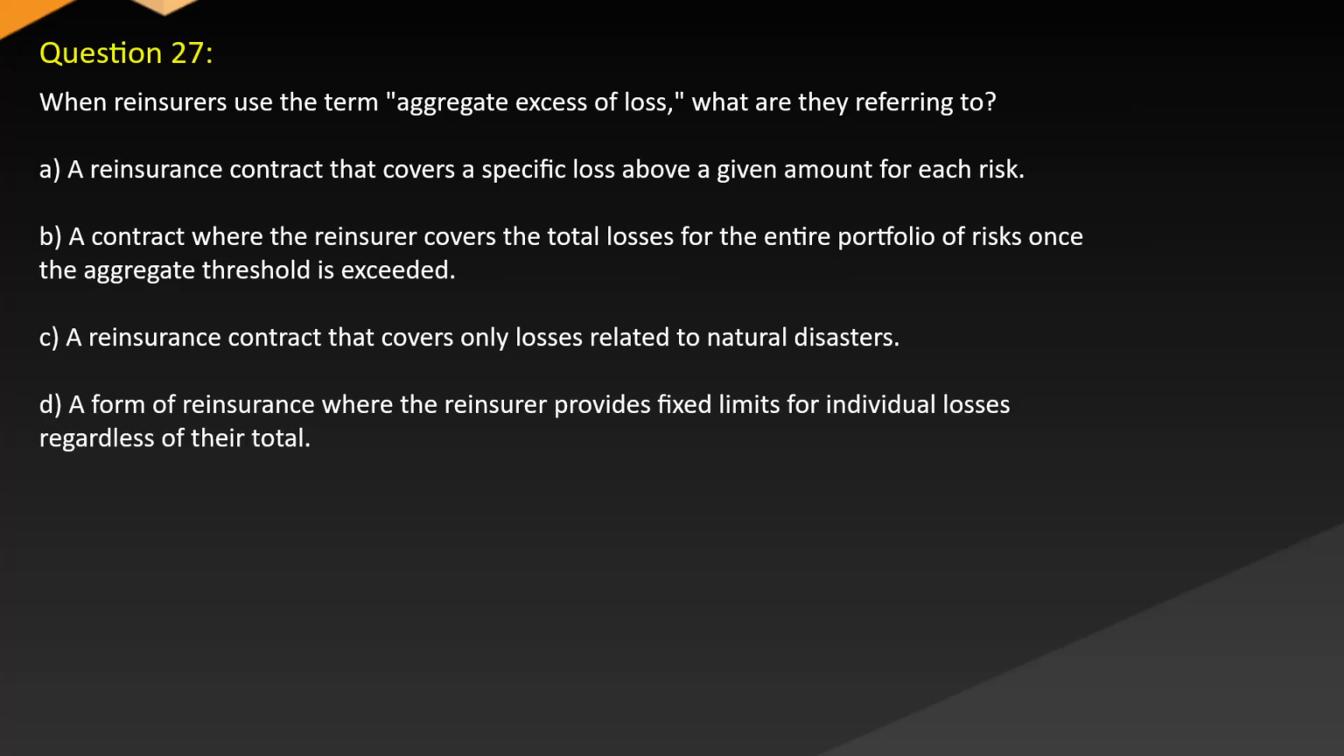Question 27. When reinsurers use the term aggregate excessive loss, what are they referring to? A. A reinsurance contract that covers a specific loss above a given amount for each risk. B. A contract where the reinsurer covers the total losses for the entire portfolio of risks once the aggregate threshold is exceeded. C. A reinsurance contract that covers only losses related to natural disasters. D. A form of reinsurance where the reinsurer provides fixed limits for individual losses regardless of their total.